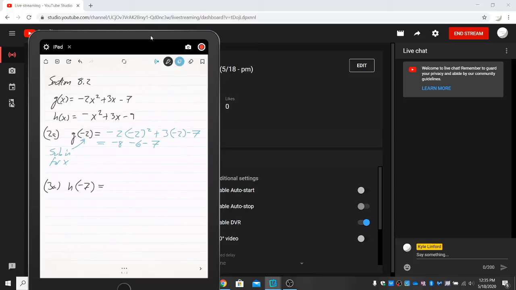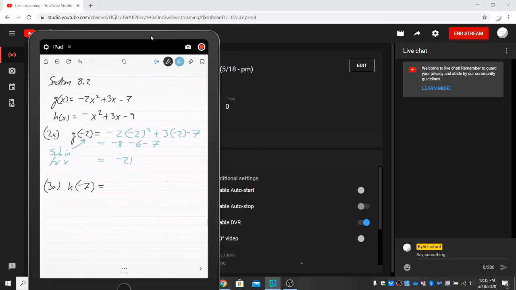Okay? Using parentheses will help us be very careful with our work. So let's go ahead and combine these values. We get a -8 and a -6. That's -14. And -7, that should be -21 if I'm correct. Yeah. So our answer should be -21.